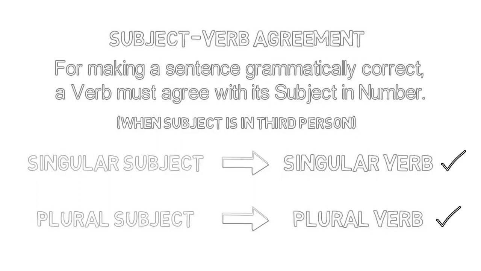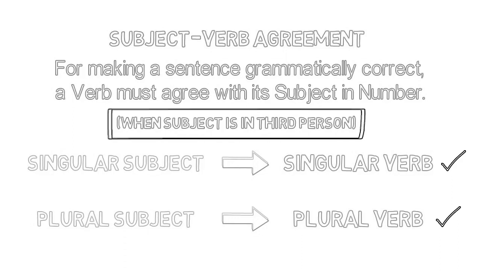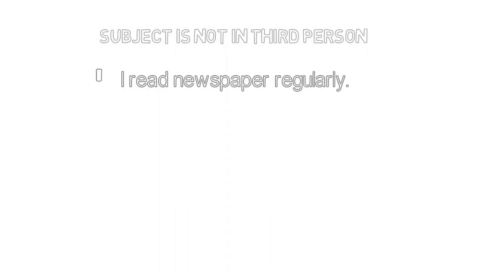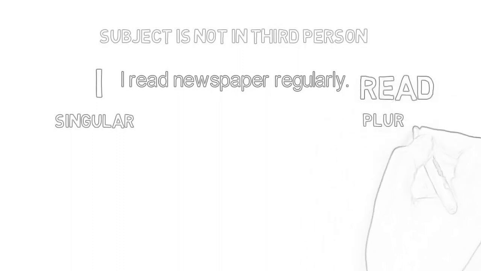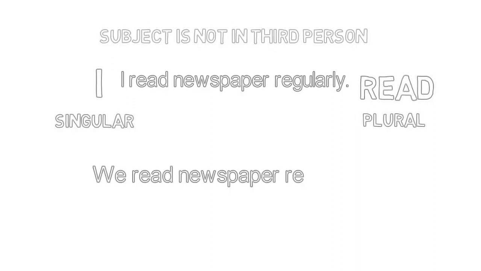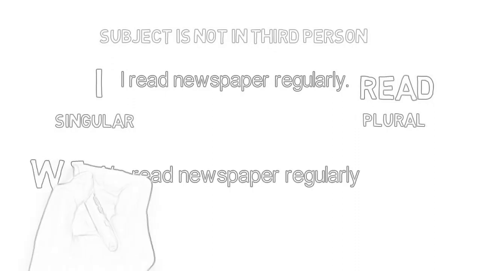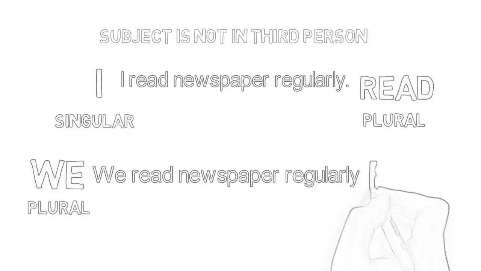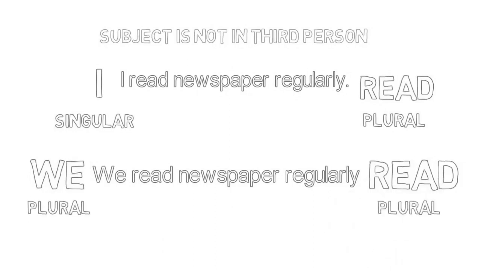Please note, we have seen examples only where the third person is used. Now let's look into examples where subject is not in third person. I read newspaper regularly. Here I is singular, but verb read is in plural form. Let's look into one more example. We read newspaper regularly. Here, we is in plural form and verb read is also in plural form.